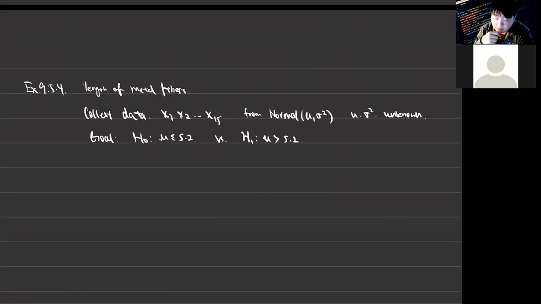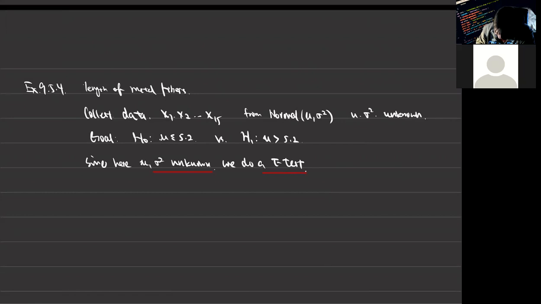Since this is an example where you do not know mu and you do not know sigma square, you want to do a z-test. I'm sorry, you want to do a t-test. If you know them, you can do a z-test. But since you don't know them and you don't have an infinite sample, it's a t-test. Make sense? So let's write that down. Since here mu and sigma square are unknown, we do a t-test. All right, so that's important.